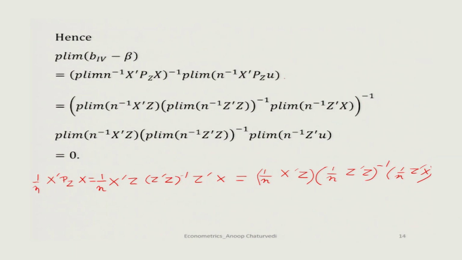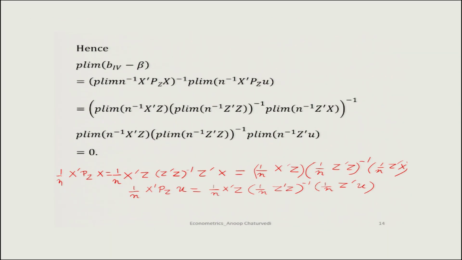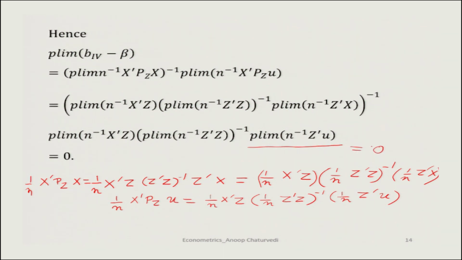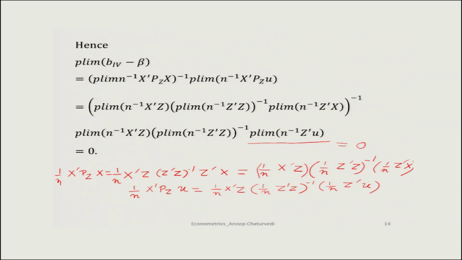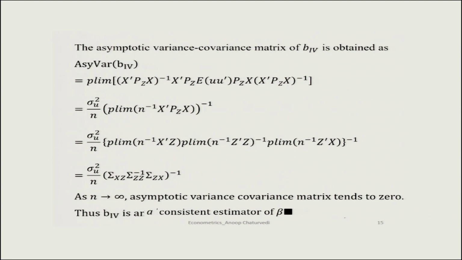Then we have the second part, n inverse x transpose P z u, 1 upon n x transpose P z u. This is equal to 1 upon n x transpose Z, then you have 1 upon n Z transpose Z inverse, then you have 1 upon n Z transpose u. So, you get this part, and then we take the probability limit. The probability limit of n inverse Z transpose u is equal to 0, so this makes the entire term equal to 0. So, the probability limit of B I V minus beta is equal to 0. So, B I V converges in probability to beta, but still you have to show that its asymptotic variance covariance matrix tends to 0.